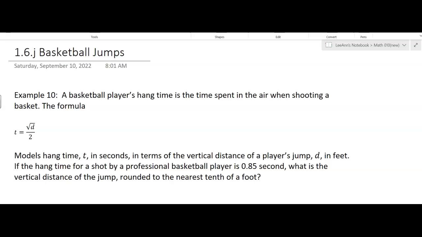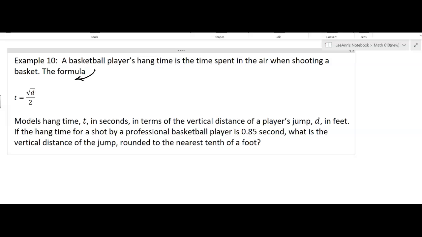Okay, so this is an example again from the homework. It says a basketball player's hang time is the time spent in the air when shooting a basket. And there's a formula right here. So there's the formula. That formula models hang time t. So t is the hang time.